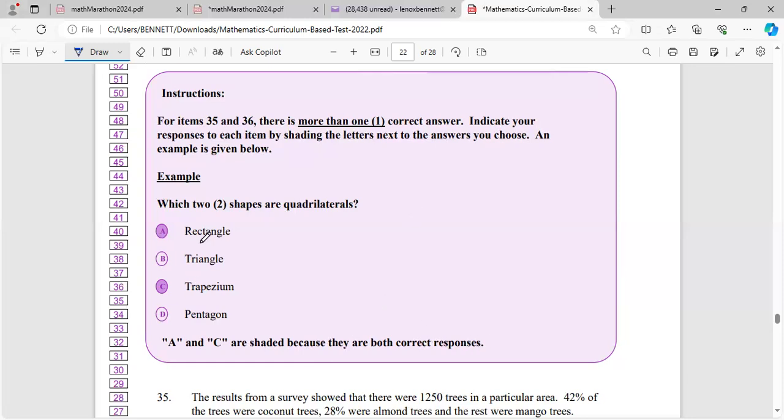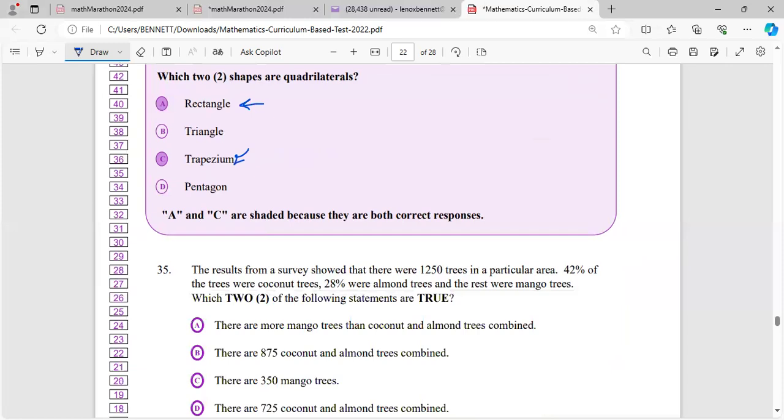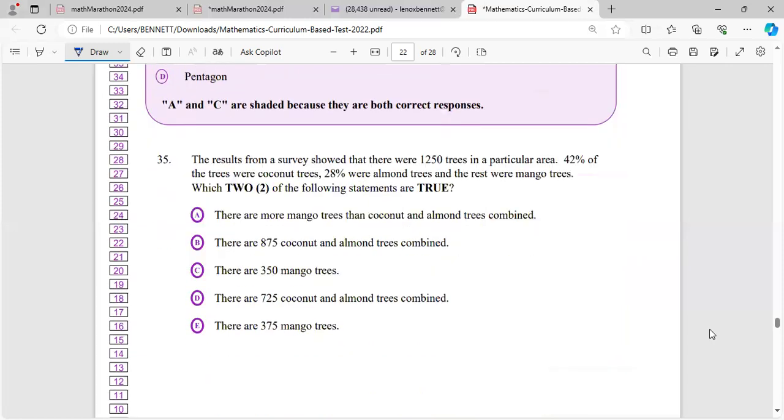Don't just shade rectangle alone and move on. Shade trapezium too, because both of them are correct. If you shade rectangle alone, you will only get 1 mark. And then you will say how you didn't get highly proficient because you didn't follow the instructions.